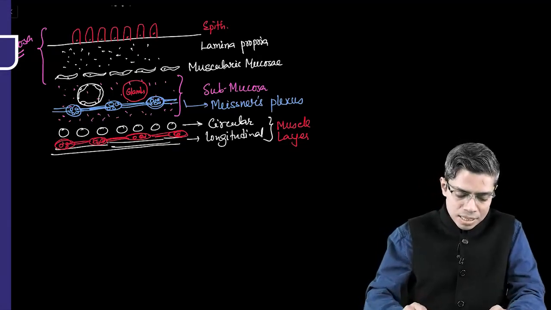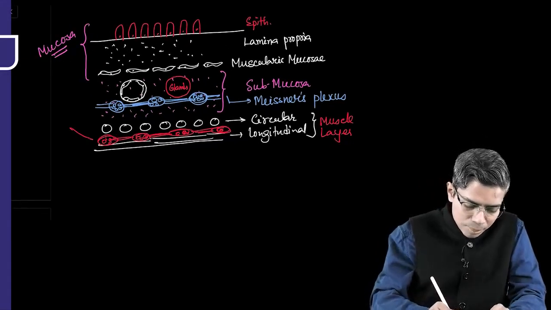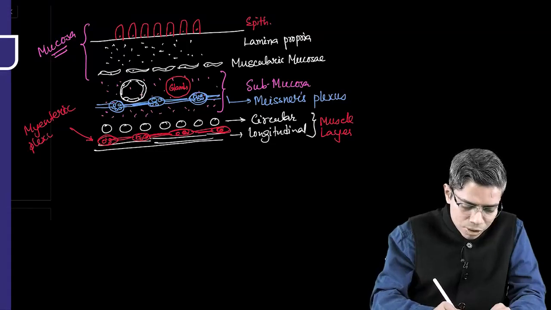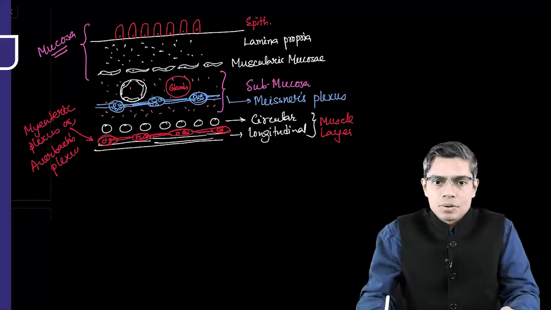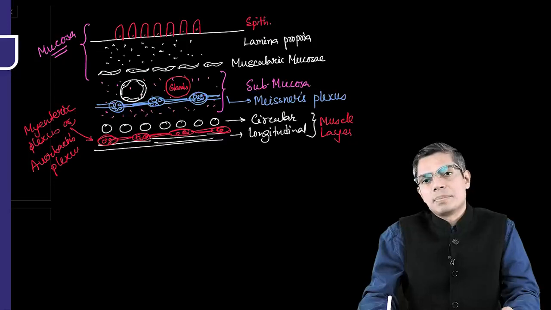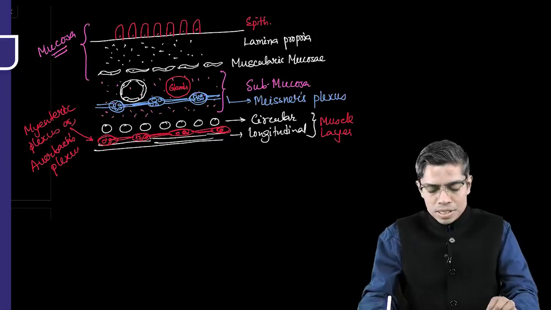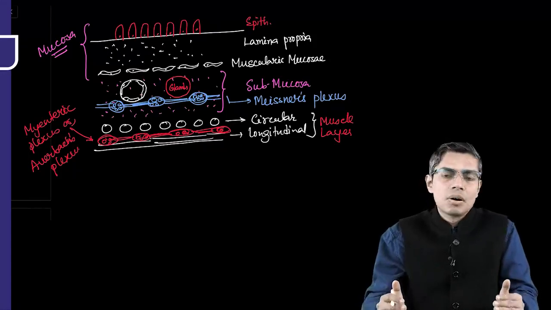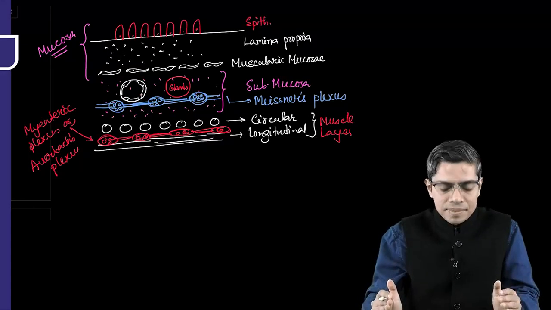This plexus is known as the myenteric plexus, which is also known as Auerbach's plexus. Okay, Auerbach plexus or myenteric plexus, right? So this is the muscle layer, and in between the muscles the Auerbach plexus or myenteric plexus is located.